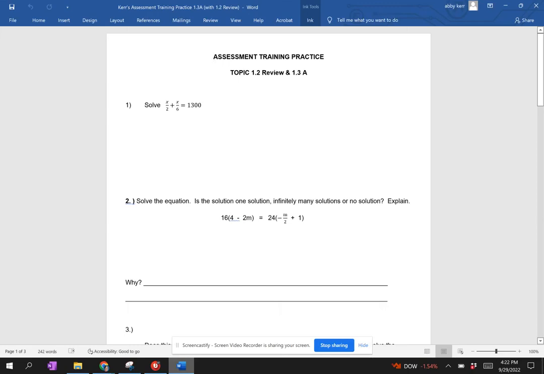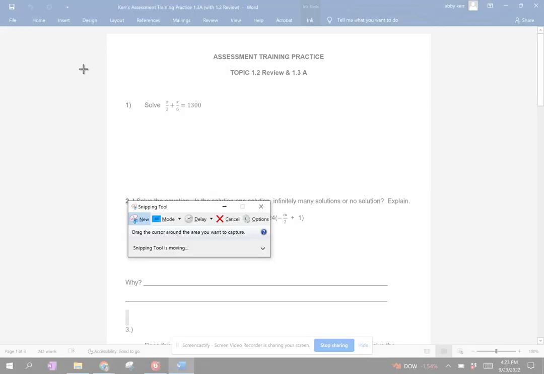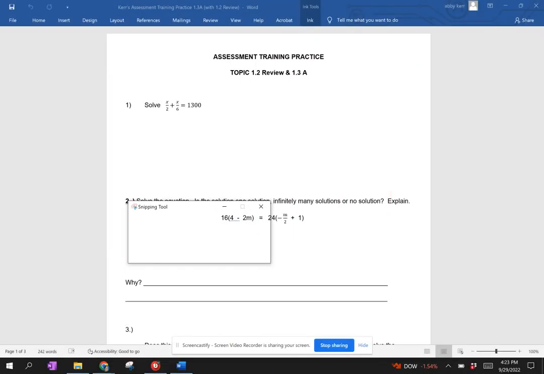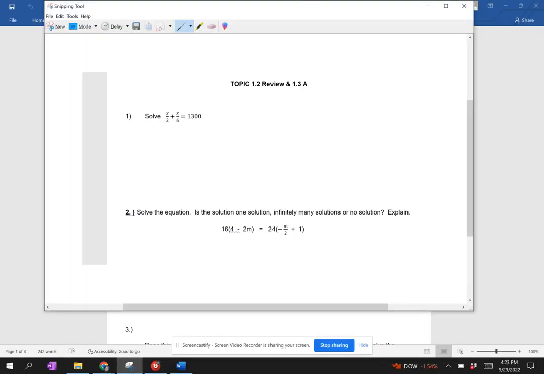All right, so in this video, we're going to go over the assessment training practice for tomorrow's assessment. So for number one, we know that we have an equation that has two fractions in it.